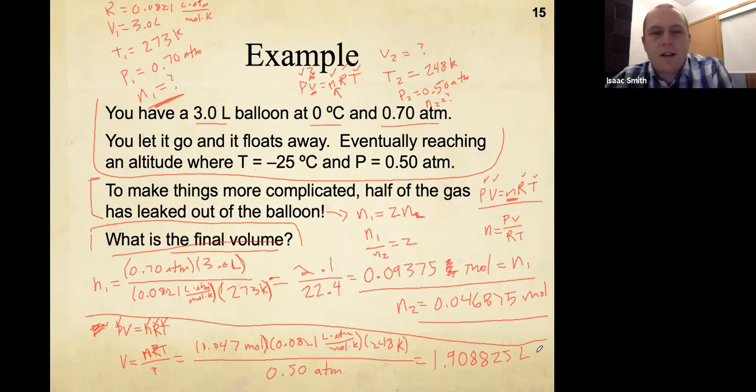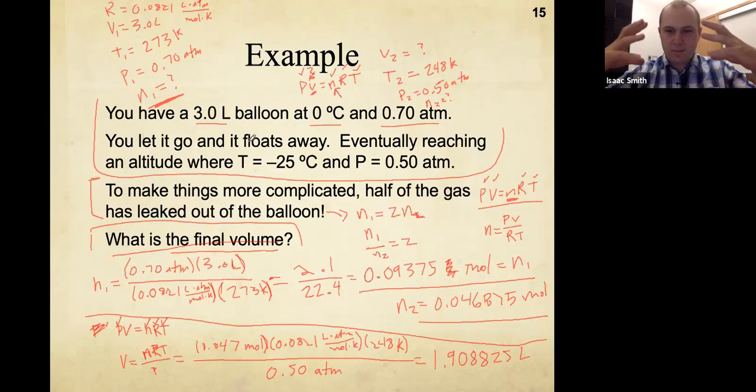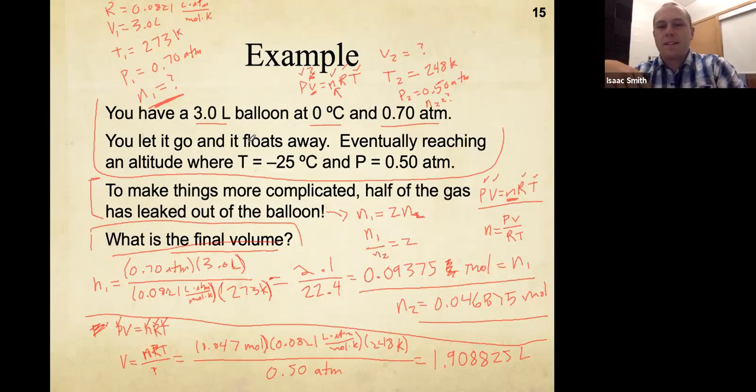Okay, so now what I would say is check and make sure that makes sense. So, a 3 liter balloon down at 0.7 atmospheres. If the pressure outside the balloon decreases, like in this example, it goes to 0.5 atmospheres, then I would imagine that balloon would expand, right? The problem is that the temperature also decreases, which makes the balloon contract, right?